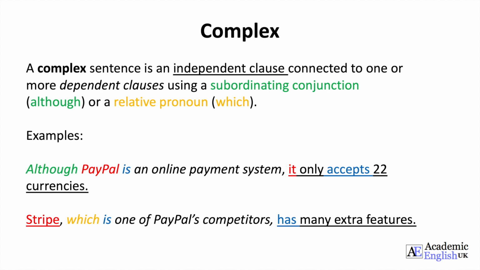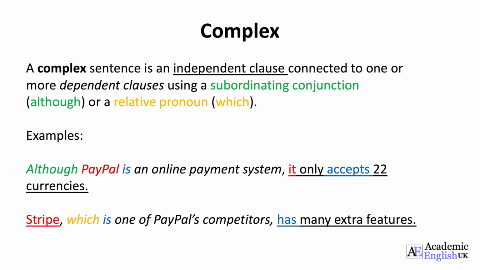Notice that the comma goes after the dependent clause, not after the subordinating conjunction. And in the second example, as I've used a non-defining relative clause, that means the clause is extra information, the rule is to add commas before and after the dependent clause.